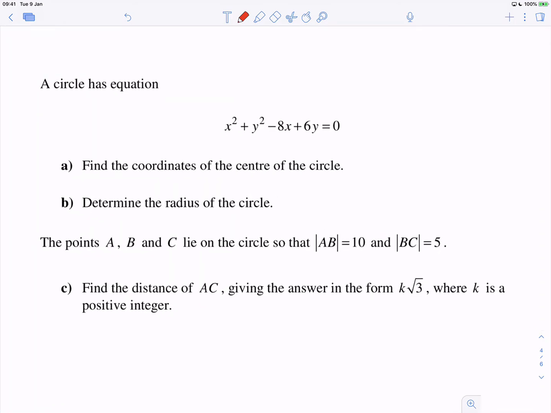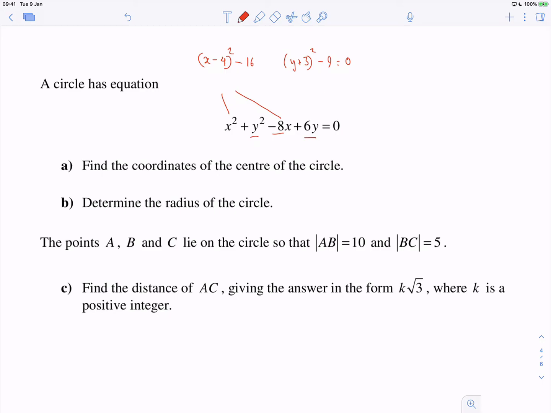So, okay. A circle has equation this. Find the coordinates of the centre and determine the radius. Okay, so we've just got to complete the square twice. So x squared minus 8x is going to be x minus 4 all squared, because half of minus 8 is minus 4, and then take away that squared, which is 16. And then y squared plus 6y, half of 6 is 3, so it's going to be y plus 3 squared, and then minus 3 squared, which is minus 9, equals 0.